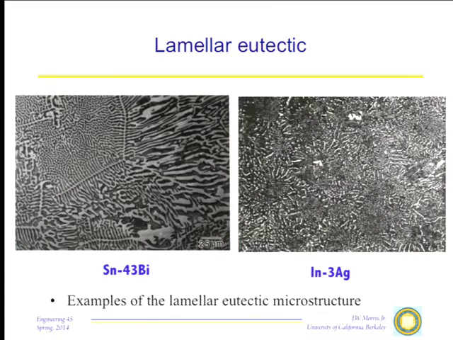If you just let tin-43 bismuth solidify slowly, you get something that looks like this. And it's just a modification of that plate structure I was showing you. The plate thicknesses are related to the diffusion and to the growth rate. The faster the growth rate, the thinner the plates are, as long as you keep the eutectic microstructure.